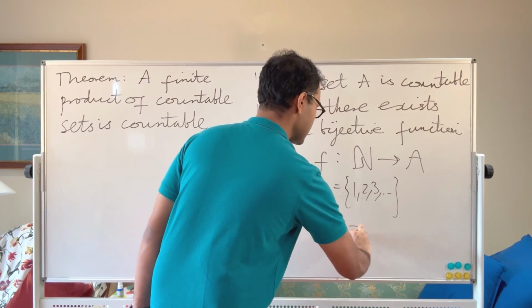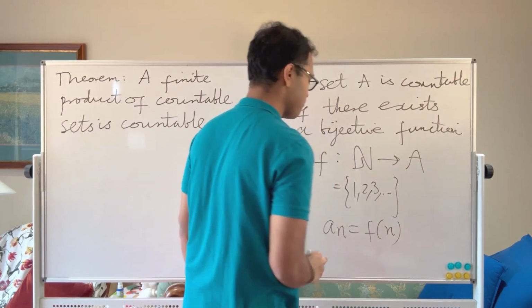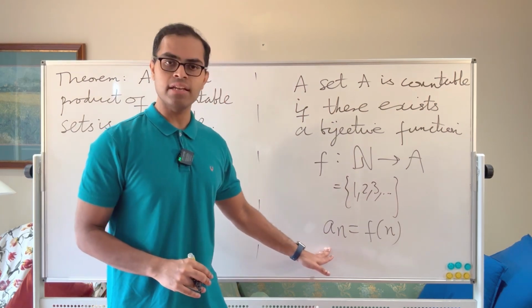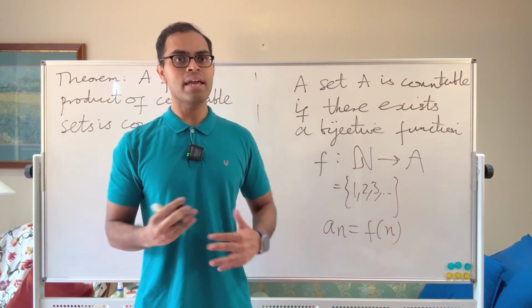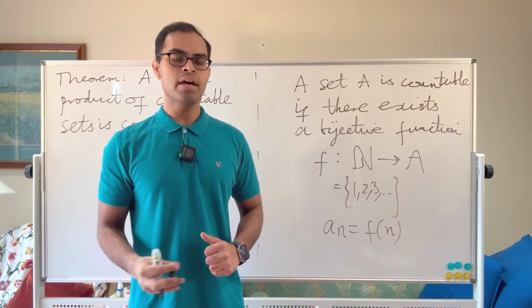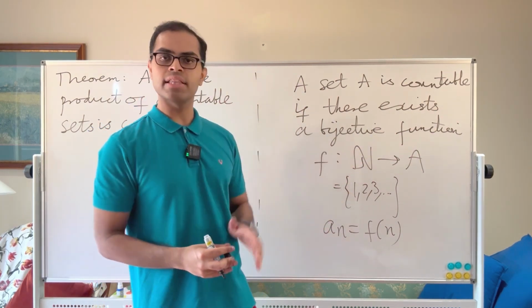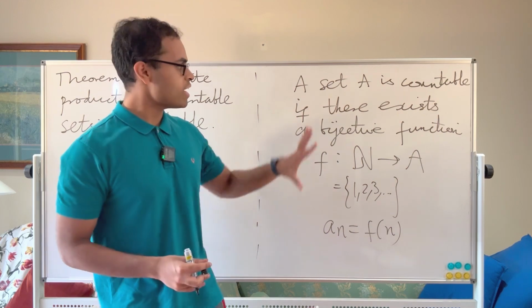And to say that there is a bijective function from N to A means that if you think of a_n as being equal to the image of n under f, you're basically saying you can enumerate all the elements of A as a sequence a_n, where if n is not equal to n prime, a_n is not equal to a sub n prime, and all the terms in A are going to be some term in the sequence. Okay, so you can enumerate in that way. Then we say f is bijective and A is countable.